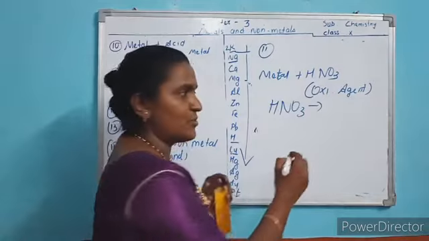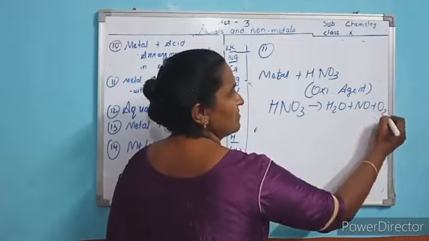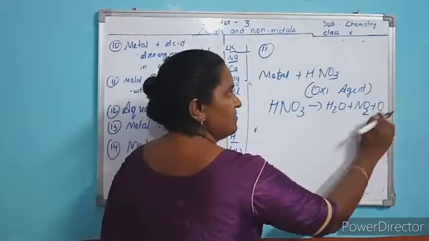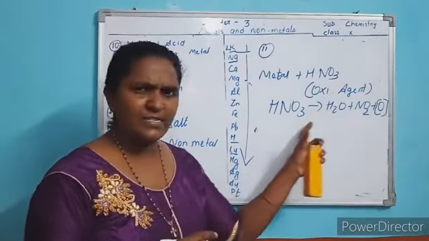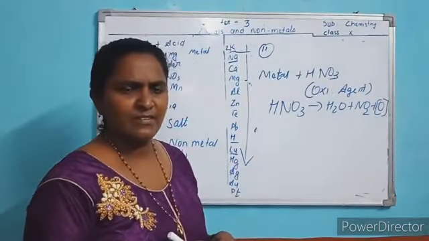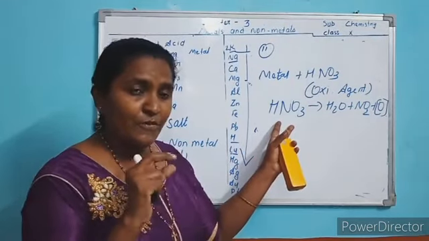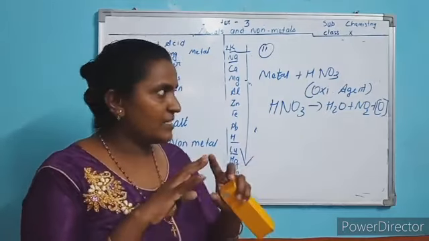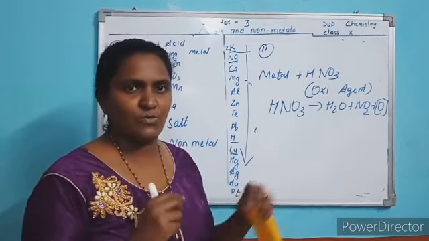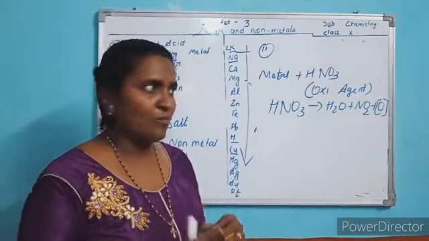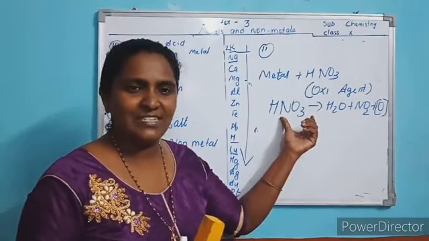It itself breaks into NO2 plus oxygen, nascent oxygen. One oxygen is nascent oxygen. It itself breaks and forms like this. Pure nitric acid is yellowish white in color. After a few minutes, this nitric acid changes to yellow because of the formation of NO2. Nitric acid itself decomposes and liberates nascent oxygen, so it acts as an oxidizing agent.